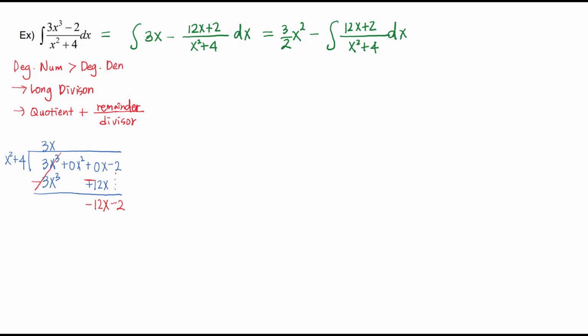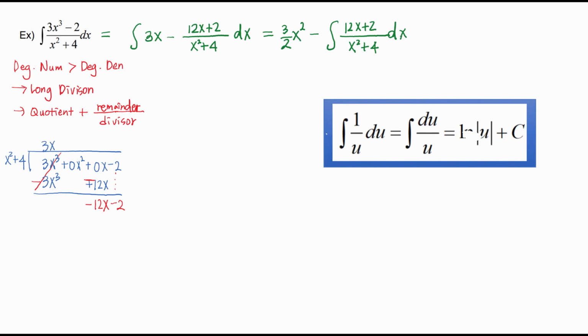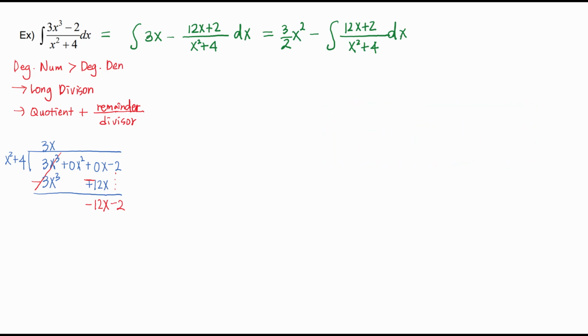And I think we just learned from a problem before, if we have degree of numerator 1 degree less than the degree of denominator, we are hoping that this would be the integral of du over u, so that the result would be ln of absolute value of u plus c. So let's see if we could do that. Let u be x squared plus 4.